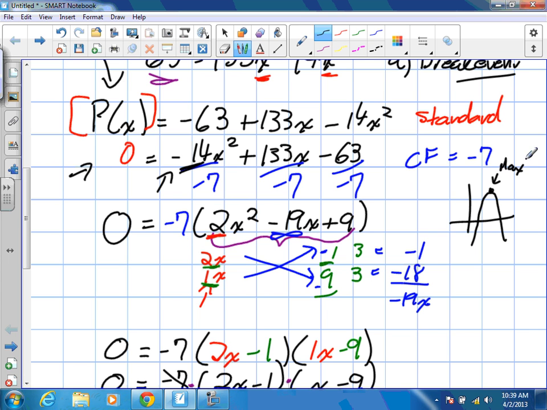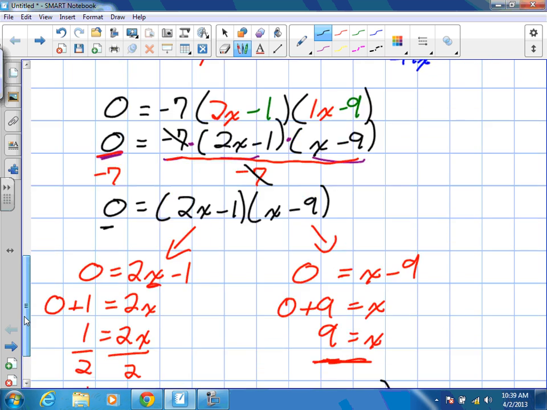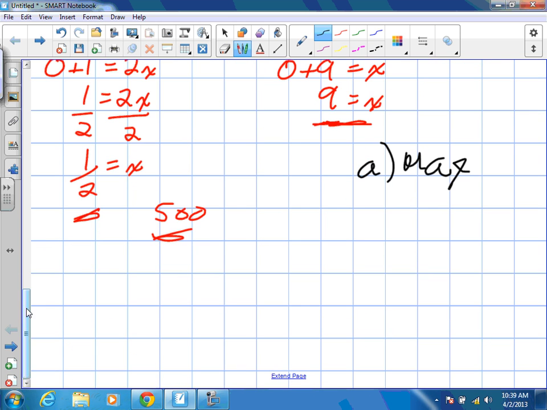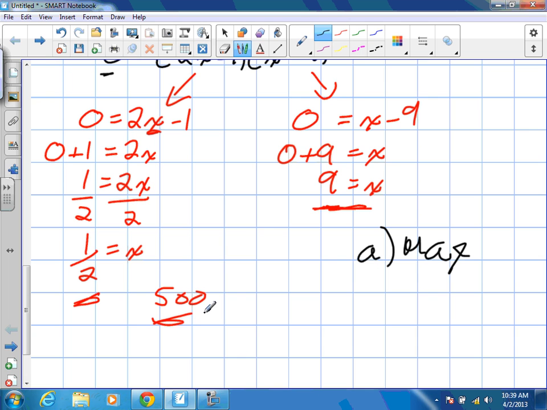Using the information we have at the bottom, how can I find max profit using this 9 and 1/2? Yeah, so we got to find the axis of symmetry, right? Our axis of symmetry, we call it the AOS, is where we take the two x values, usually known as R and S, and divide them by 2 after we add them. So, let's add them together. What is 9 plus a half?